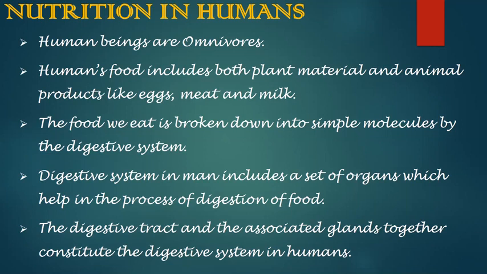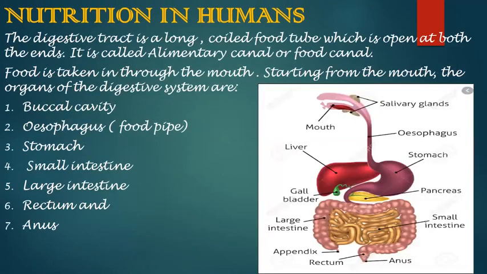Digestive system in man includes a set of organs which help in the process of digestion of food. The digestive tract and the associated glands together constitute the digestive system in humans. If you see, the digestive tract is a long coiled food tube which is open at both the ends. It is called alimentary canal or food canal.